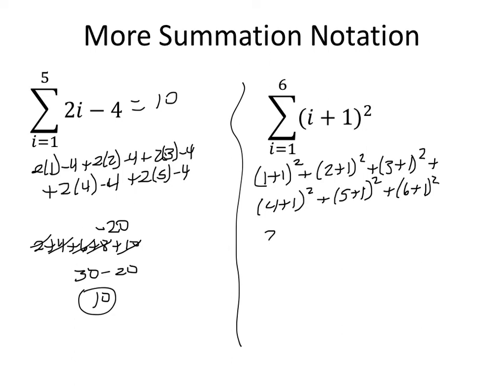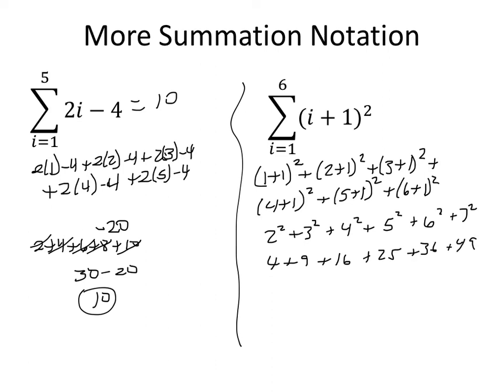So we're saying 2 squared plus 3 squared plus 4 squared plus 5 squared plus 6 squared plus 7 squared, right? So 4 plus 9 plus 16 plus 25 plus 36 plus 49, all added up, okay? And you could finish that calculation. I'm not going to spend video time doing the adding.